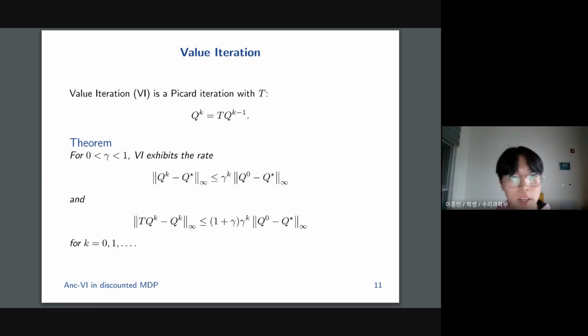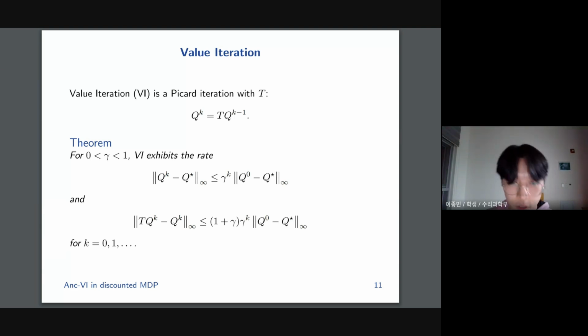The following theorem demonstrates the convergence of value iteration. The theorem says that VI exhibits the linear rate gamma to the power of k in terms of the distance to the solution, which is the norm of Q_k minus Q star. Based on this result, we can also obtain a rate on the Bellman error, which is the norm of TQ_k minus Q_k, and VI also exhibits the linear rate gamma to the power k in terms of Bellman error. This theorem is indeed powerful because it guarantees linear rate convergence of value iteration.